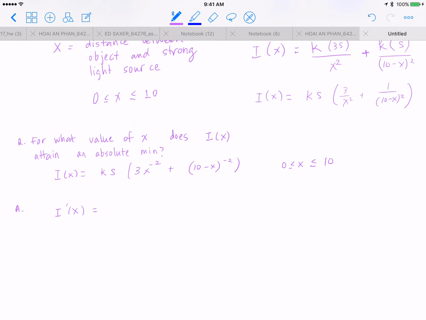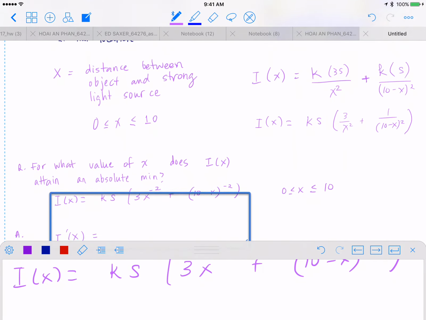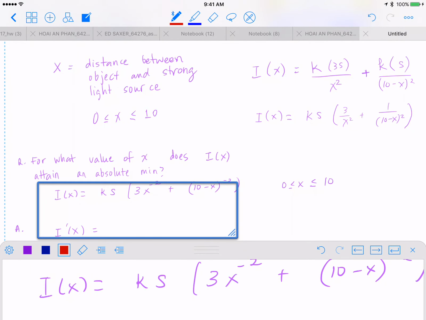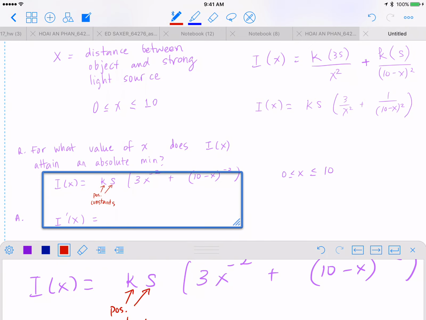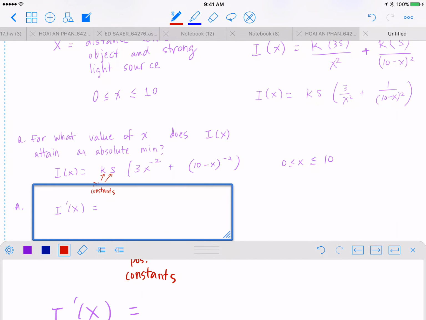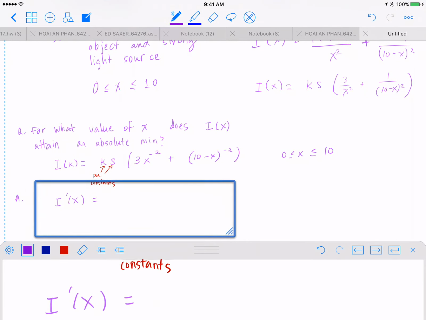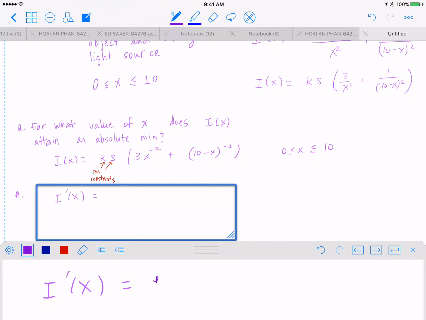Okay, so our derivative, remember k is a positive constant. And also s is a positive constant. We don't know s, but we just know that it's the strength of the weakest light source. So it's a constant, it's not changing. So when we take our derivative, we'll bring the k and the s together, bring those down. Those aren't going to change anything. And then we'll have, what is this? Negative 6x to the negative 3 minus 2 times 10 minus x to the negative 3 times negative 1.